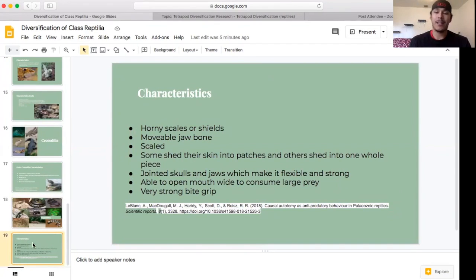Some shed their skin in patches and others shed it in one whole piece. Some have jointed skulls and jaws, which make them flexible and strong, and they are able to open their mouths wide to consume large prey. They also have a very strong bite grip. And that will be it.